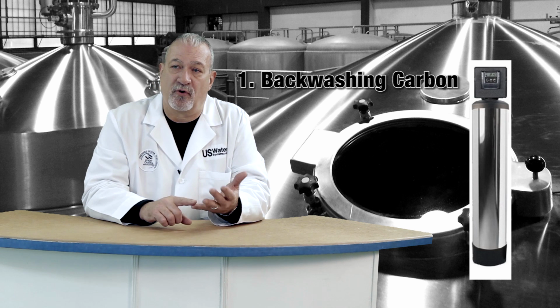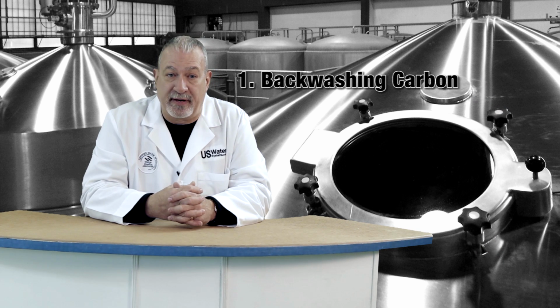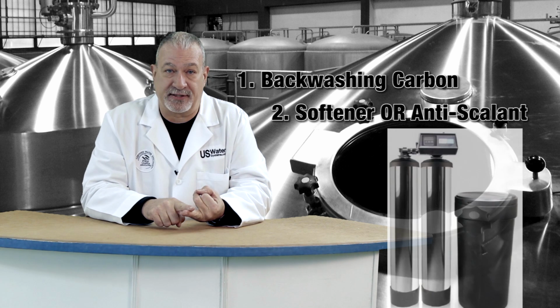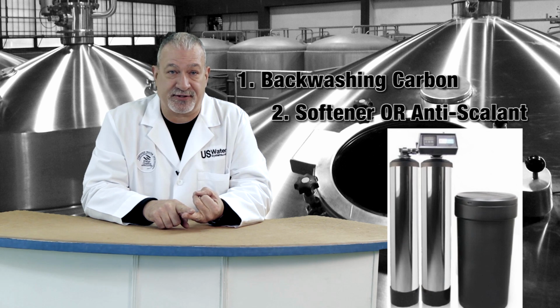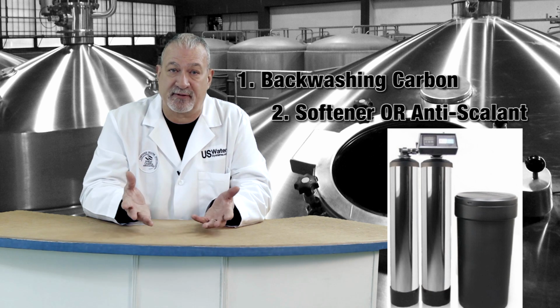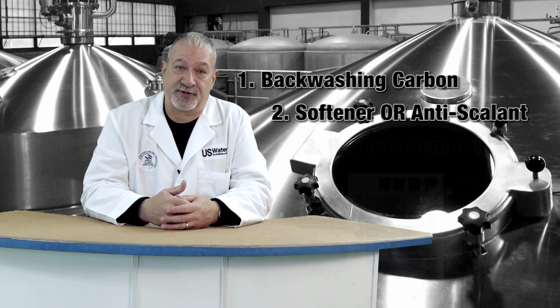Next, if the water has hardness over maybe 2 to 3 grains, you're either going to have to soften the water, or my choice is to use an anti-scalant. It's NSF and FDA approved material. It's rejected by the membrane. It prevents scaling from occurring. It makes the system highly efficient. The next step is the reverse osmosis system itself.